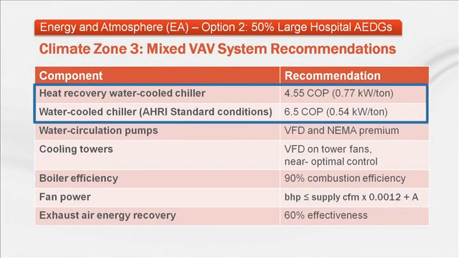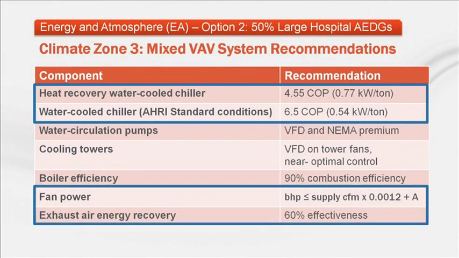First, the chiller efficiency requirements, both heat recovery and cooling only, are pretty stringent, as are the fan power and exhaust air energy recovery effectiveness requirements. There's a lot of additional information in the HVAC tips section of the AEDGs about the chilled water system.